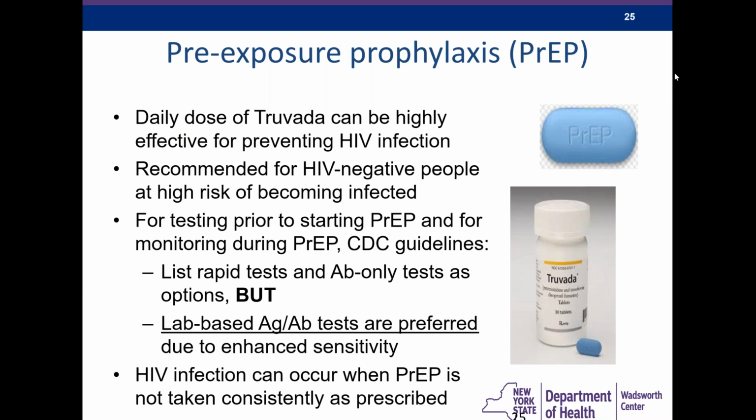So PrEP, pre-exposure prophylaxis. I think this group is probably aware that a daily dose of Truvada can be highly effective for preventing HIV infection, and it is recommended for HIV-negative people at high risk of becoming infected. For testing prior to starting PrEP and for monitoring during PrEP, the CDC guidelines list rapid tests and antibody-only tests as options, but, and I put this in bold, they really recommend use of the laboratory-based antigen antibody test. These are preferred because of their enhanced sensitivity. HIV infection can occur when PrEP is not taken consistently as prescribed.